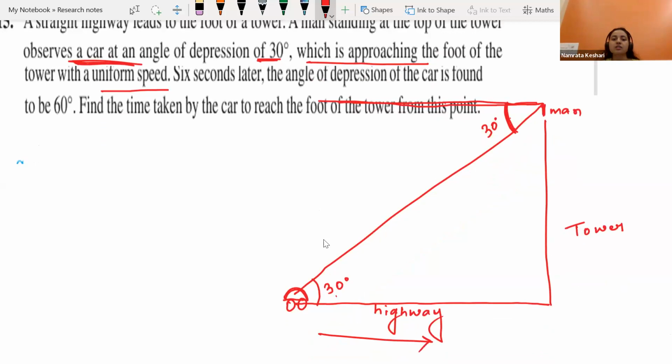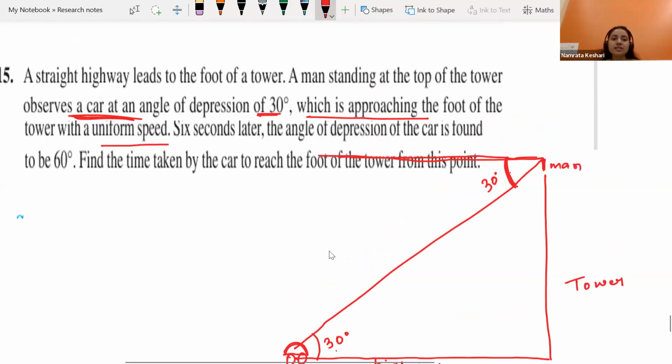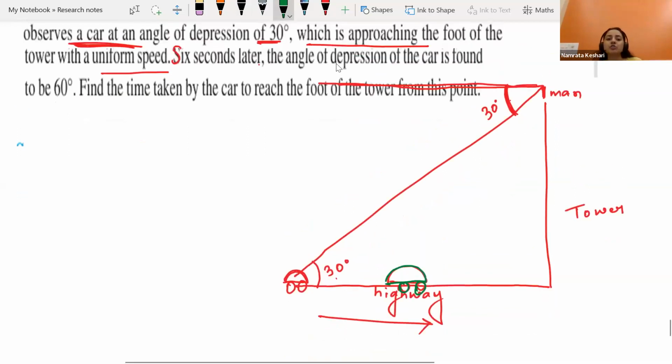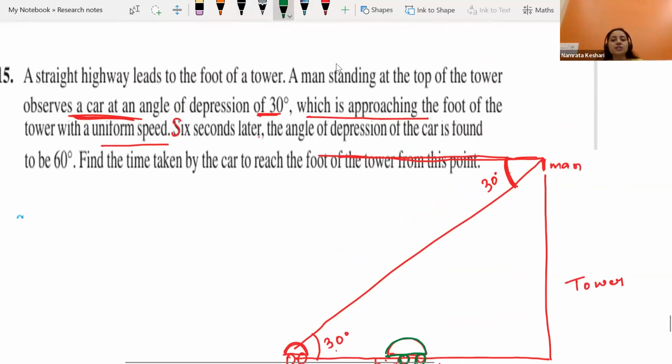Car is going in this direction. Six seconds later, the angle of depression of the car. Okay, the car is approaching. So at any point of time, maybe the car is here. Six seconds later, the car is here. Now again we are having an angle of depression. Angle of depression is 60 degrees.